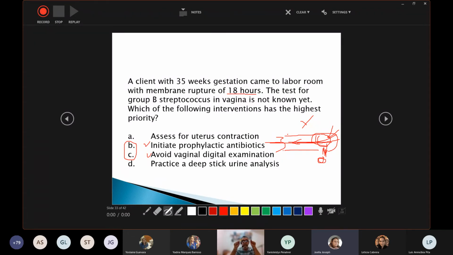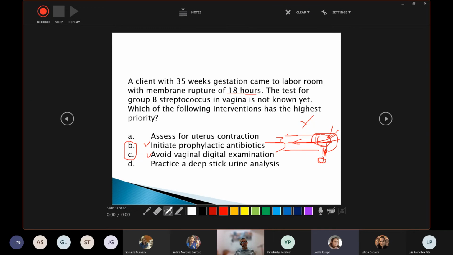NCLEX says in the document that they publish, and you can access on their page, that if a medication is an alternative, you must assume in NCLEX that the medication has been prescribed. So the antibiotics could be initiated, because they have been already prescribed. The issue here is to decide which is more important: prevent or treat.